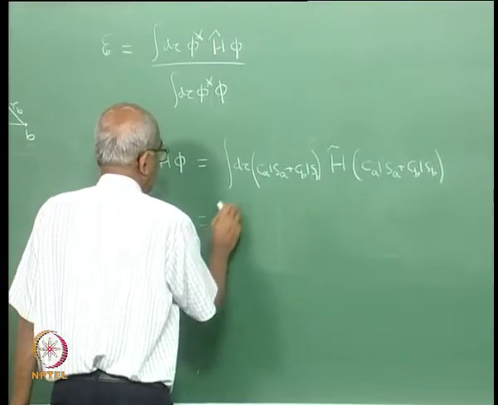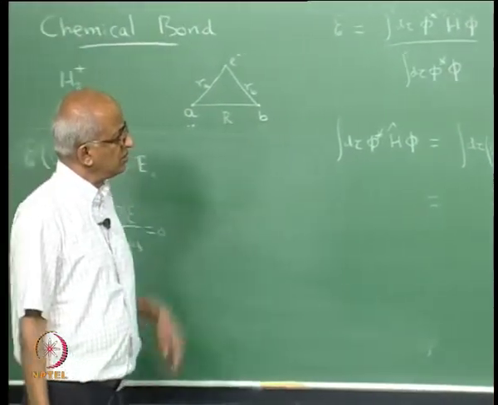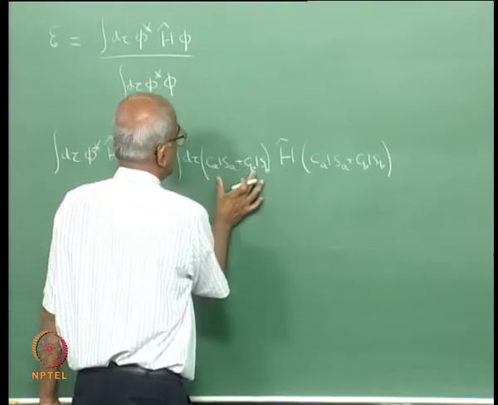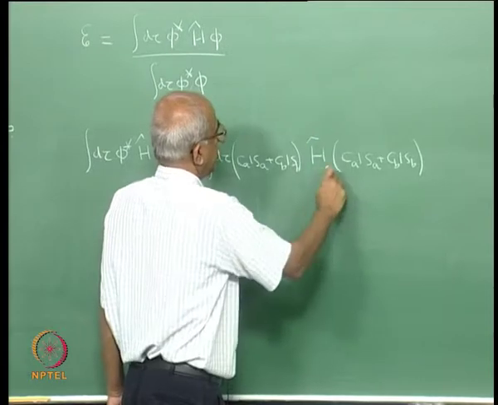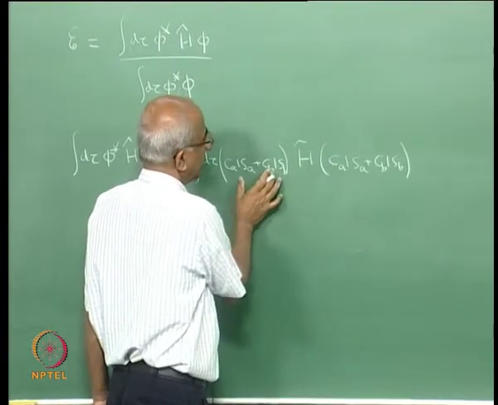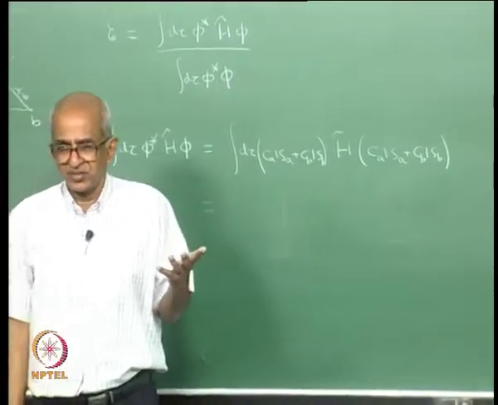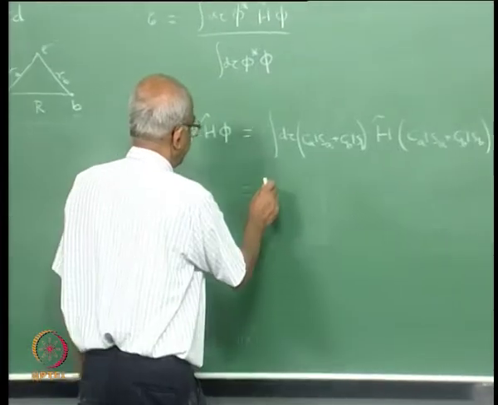Now, what about this object? Well, you have two terms here and two terms there, and of course an H sandwiched in the middle. If you have two terms here and two terms there, when you multiply things out, you would expect 4 terms.